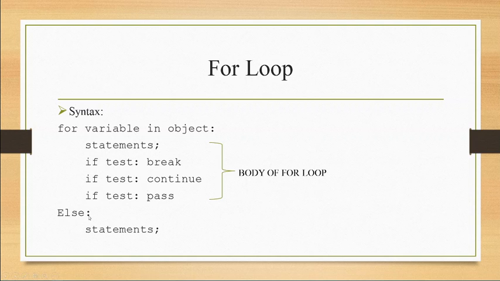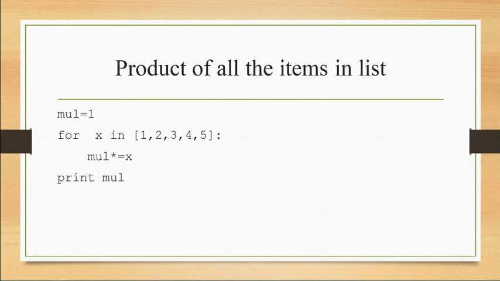Let us see an example. Here we have a list with 1, 2, 3, 4, 5 as items. We have to take the product of all the items in the list and print it. Let us see.